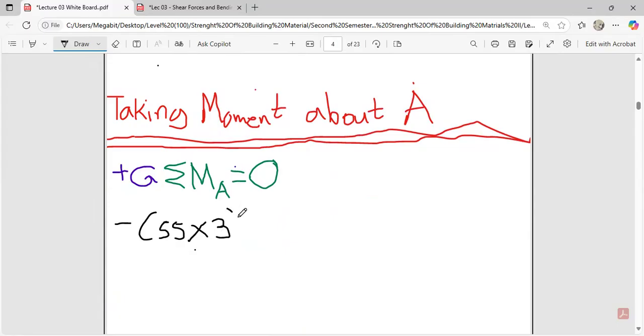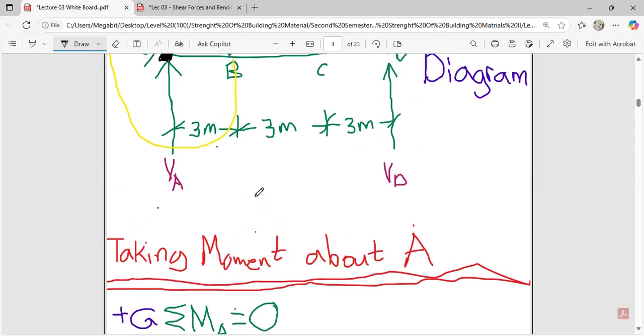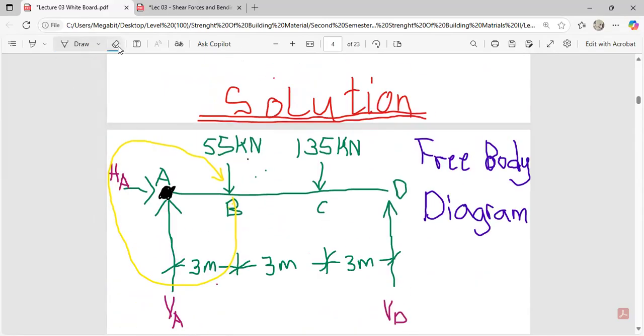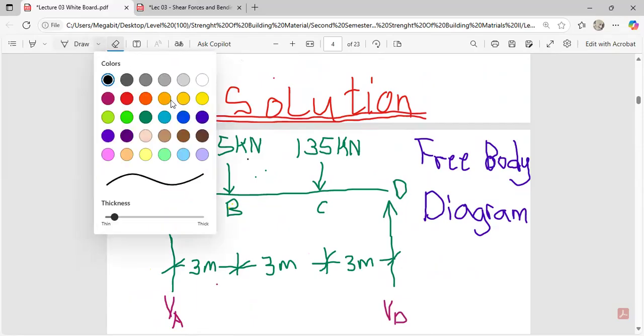Okay, brackets close. Then let's go and take the other moment. Now we are done with the first one. So let's go and take the other one. We are still standing at A. A is our origin.